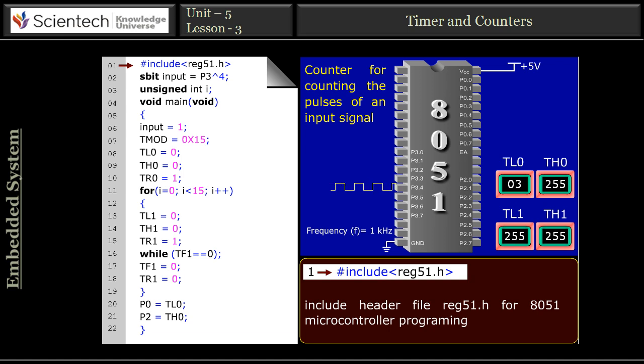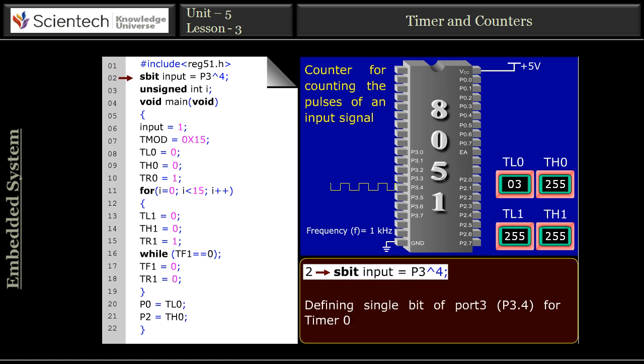Now, we are going to write a program for counting an input pulse, or we can say for measuring a frequency. We see the program in an animation. Now we are going to describe each step of the program. First is #include <reg51.h>. As we all know, it is a header file. Next is sbit input = P3^4; unsigned int i. Next is void main, the main function.